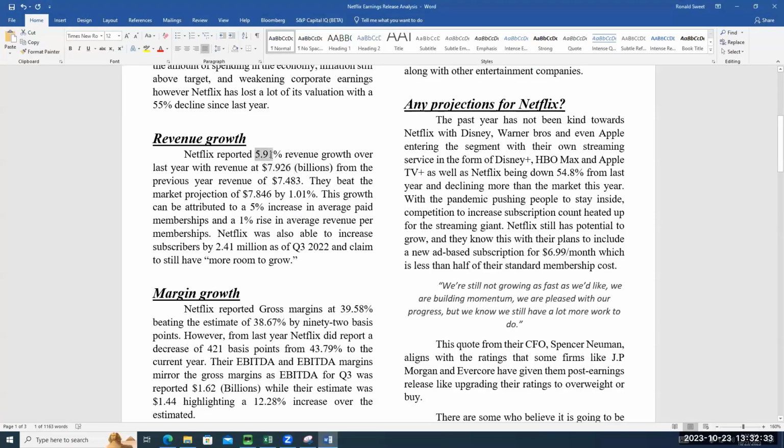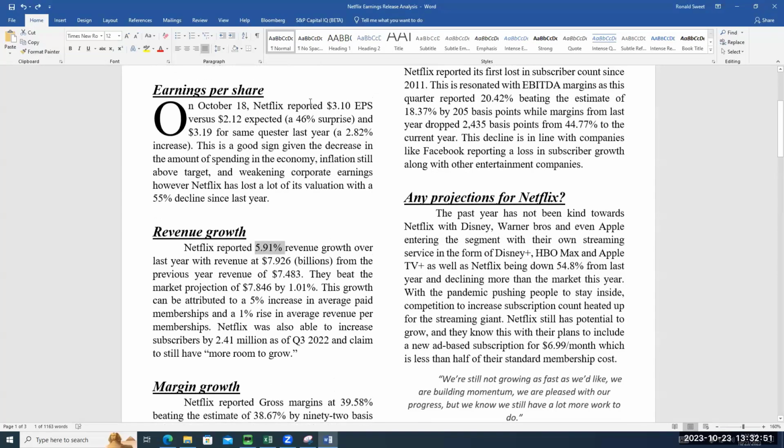They beat by 1%. So they reported 7.9. The market was expecting 7.85, so they beat by 1%, and they were 5% above last year. It's kind of confusing in this paper because on the earnings, they did reported versus expected, then last year. Here, they did versus last year, then versus expected. So it's a little confusing.